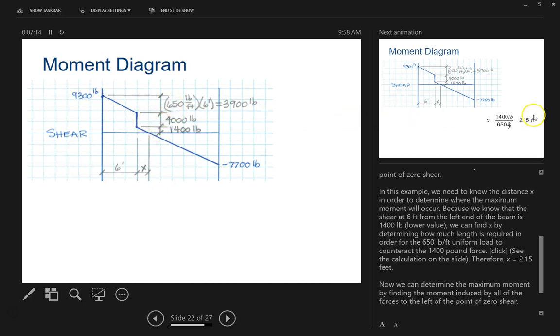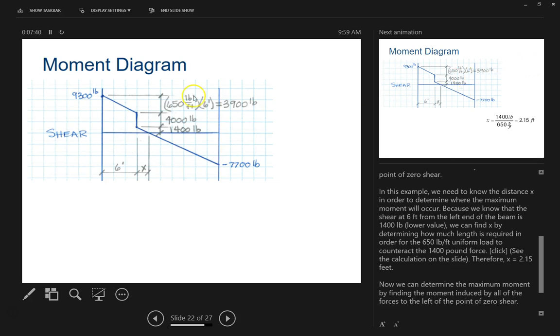Okay, so the way that we're finding this out is that for 6 feet worth of distance, we have 650 pounds times 6, that's 3,900 pounds. Okay, and we start with 9,300. So 9,300 minus 3,900 minus an additional 4,000 leaves us with 1,400 pounds left.